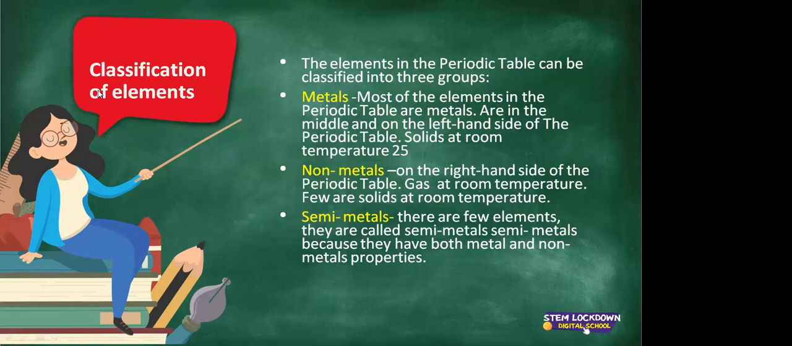Then there are a few elements called semi-metals because they have both metal and non-metal properties. So now you already know the properties of metals, non-metals, and semi-metals. You can see the non-metals and the metals in your periodic table. They are not always in the same color if you're using a colored periodic table.